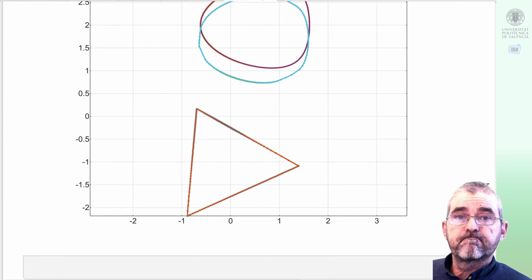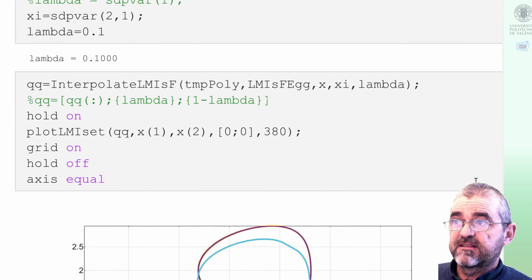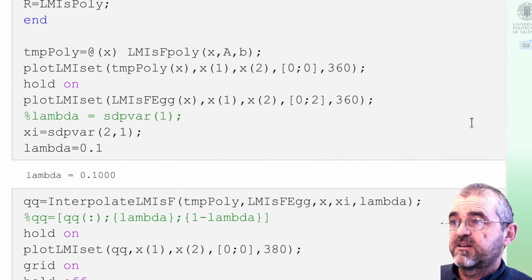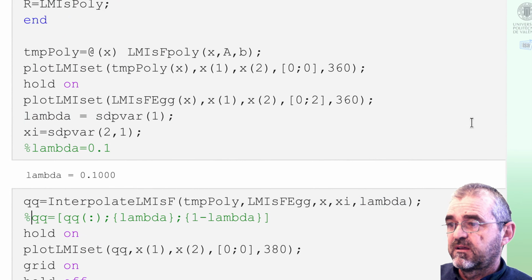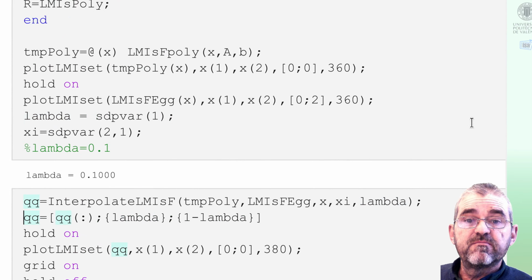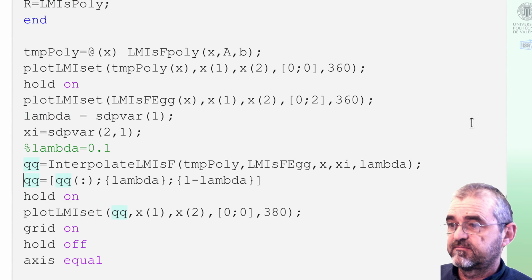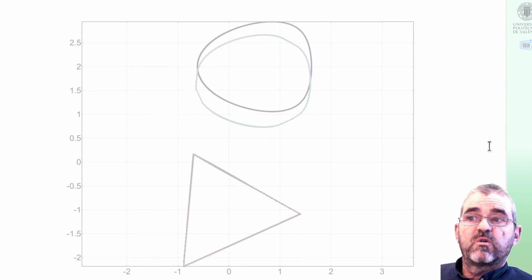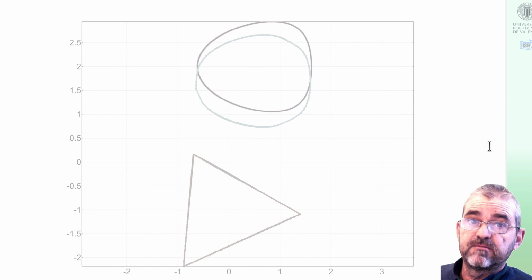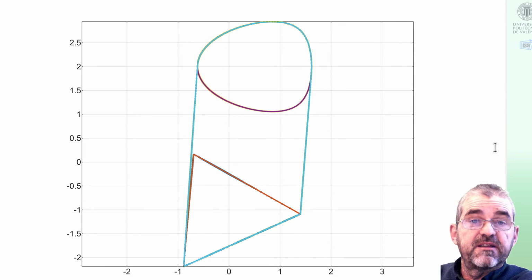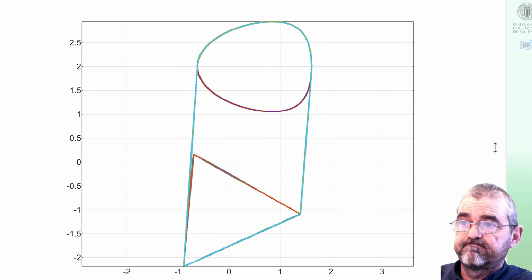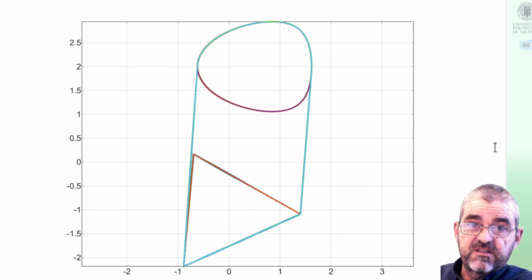Then, if I let lambda be a decision variable, I force lambda to be between 0 and 1, we will get the convex hull of triangle and egg, which I depicted here. So we finish with this.